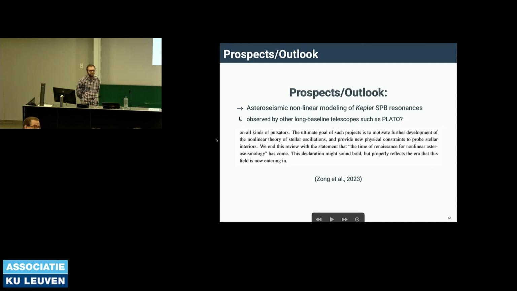Hi, Jordan. Nice presentation. So since the time of renaissance has come, when can we expect our observational amplitudes to inform us about our stars? As soon as possible. Yeah, it depends on the modeling efforts that will take place in the next couple of months.